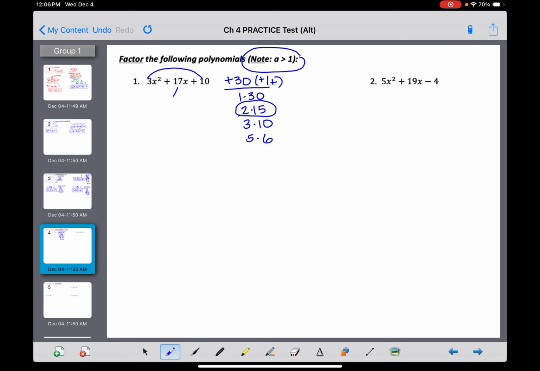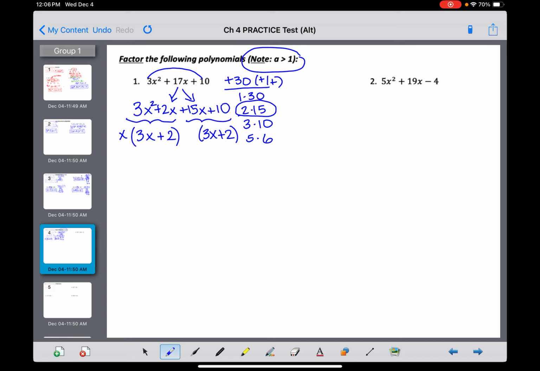So now if I'm going to split the middle, I'm going to rewrite the 17x as positive 2x and positive 15x. I'm going to bring down the 3x squared, and I'm going to bring down the positive 10. And now I am going to factor by grouping. 4 terms. The GCF for the first pair is just x. So if I take out the x, then what I have left is going to be 3x in the first term and positive 2 in the second term. And I know with factoring by grouping, my parentheses have to match. So my second parenthesis also has to be 3x plus 2.